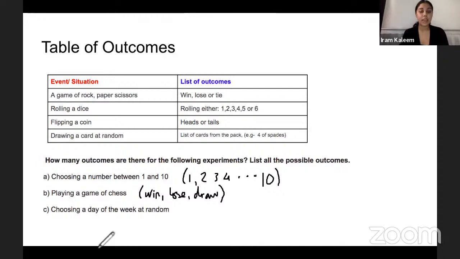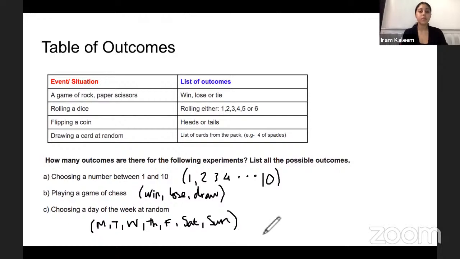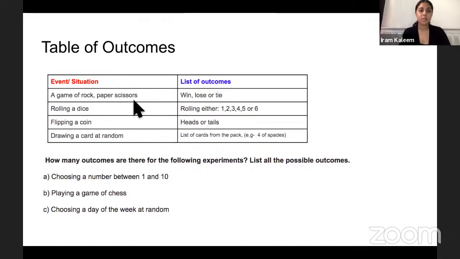Choosing a day of the week at random. You would literally just list all the days. I'm going to do the letters: Monday, Tuesday, Wednesday, Thursday, Friday, Saturday, and Sunday. So that's literally it. Well done if you got any of those.